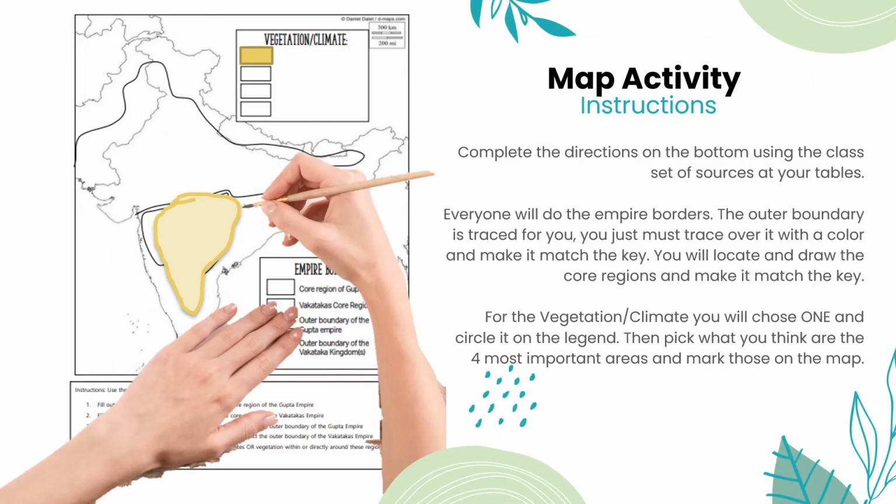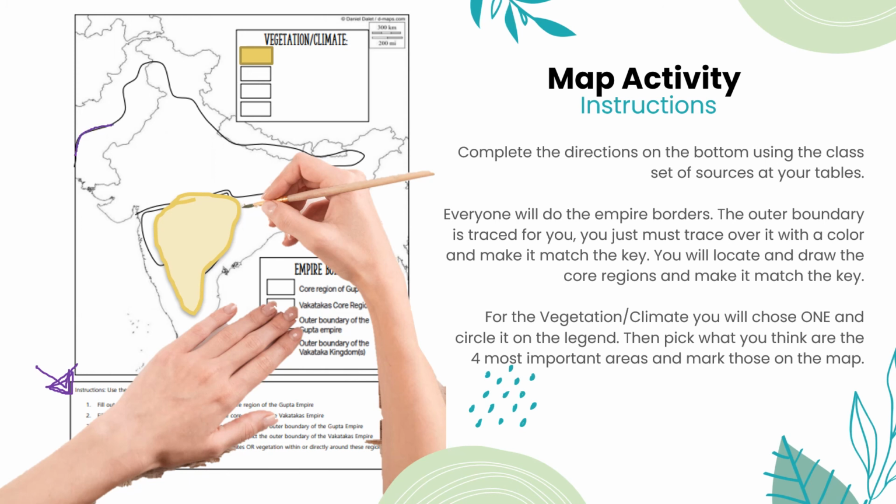Do this the best you can on your computer. It doesn't need to be perfect. You can use Paint, you can use your phone, you can be creative with it, use PowerPoint. Or if you have a printer, you're more than welcome to print it out and draw however it's easiest for you. But you're going to complete the directions on the bottom. Everyone's going to do the empire borders. The outer boundaries are traced for you. You just have to trace over it with a color and make it match the key.